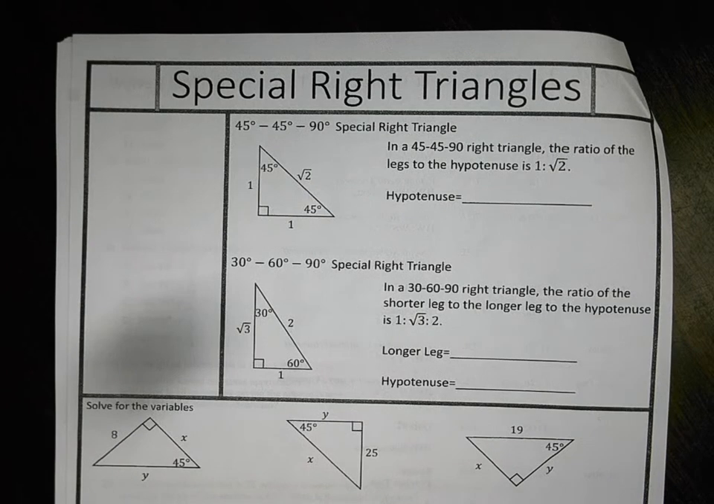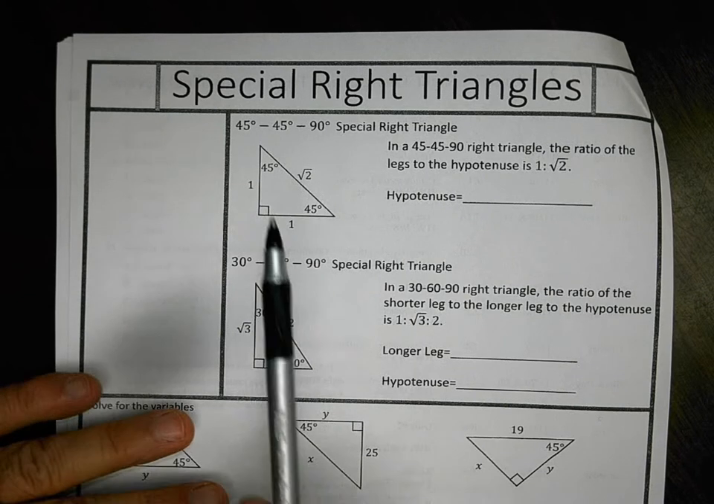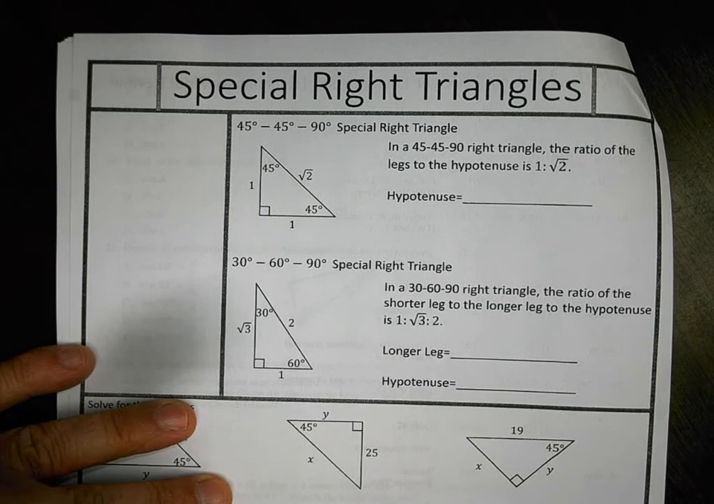All right, Math 2, Unit 7, Special Right Triangles. This entire unit is about right triangles. We have two that we call special because they have special ratios. The first one we're going to talk about is a 45, 45, 90 right triangle.